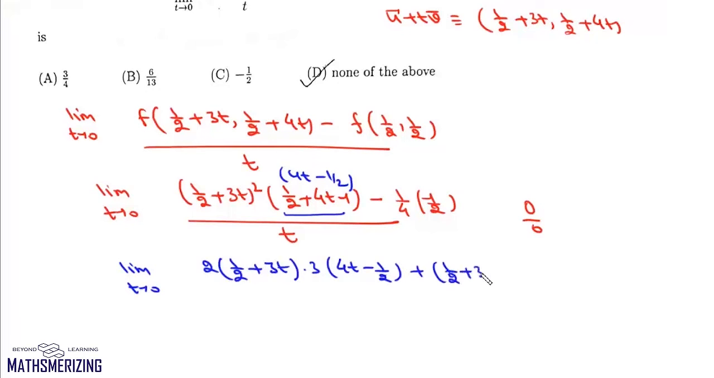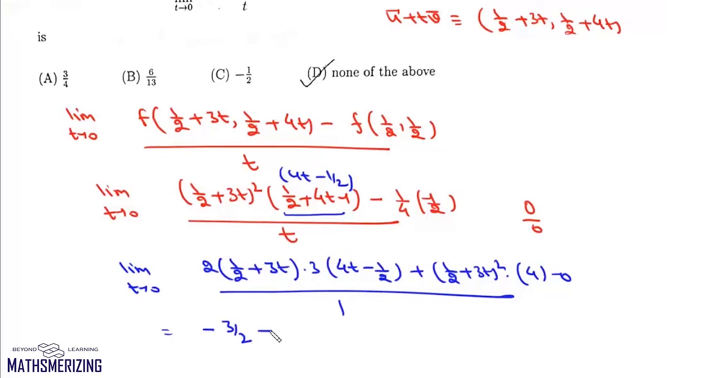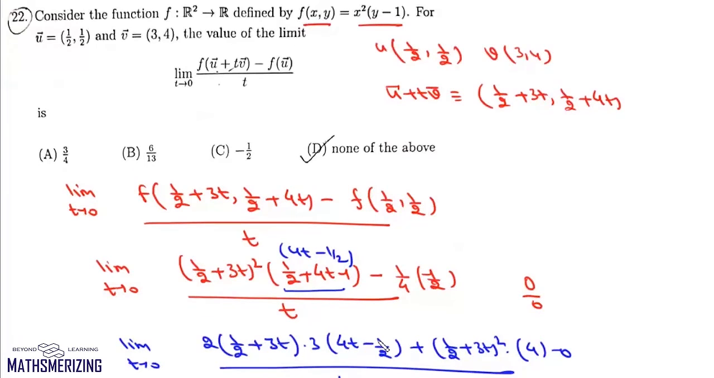Now if we put t as 0, we'll get this as minus 3 by 2 and then plus 1, which is minus 1 by 2. So the answer to this limit will be minus 1 by 2, and that's your option C.